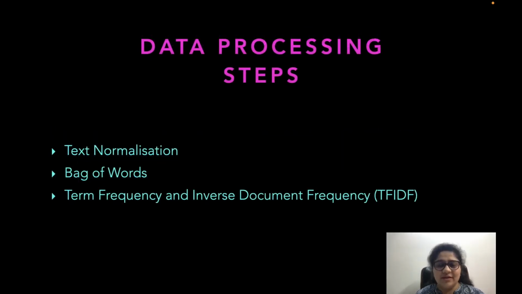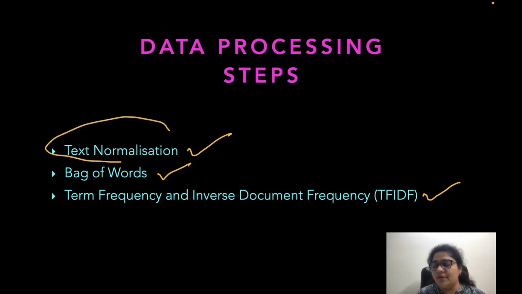So here are the steps which are involved in processing the data. Number 1, text normalization. Number 2, bag of words. And number 3, TF-IDF, in short, as everyone says. So it is term frequency and inverse document frequency. All right. So these are the steps involved in data processing. We will be mainly focusing on the first step today, that is text normalization.